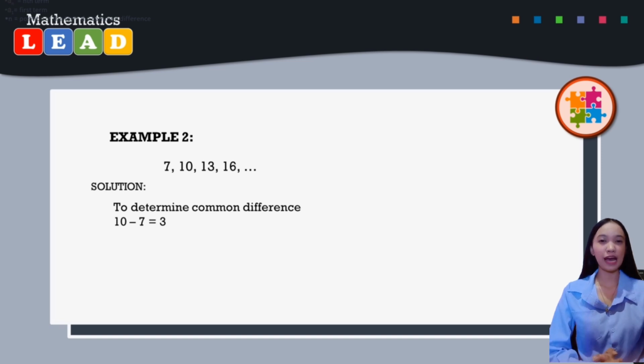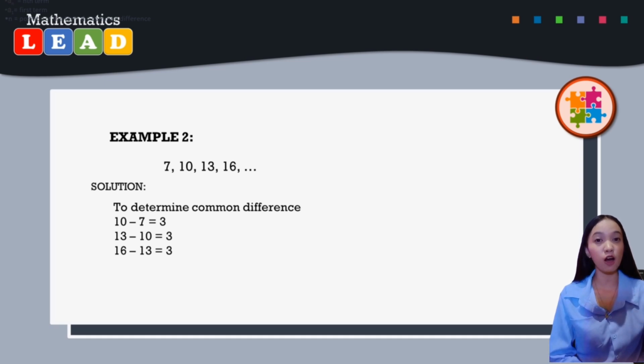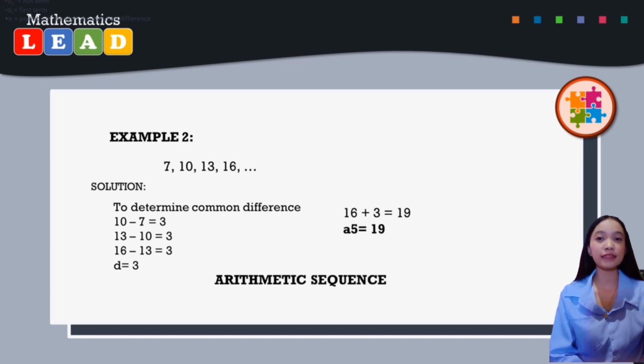Another example, we have 7, 10, 13, 16, and so on. Let us check if there is a common difference by subtracting any two consecutive terms of this sequence. We have 10 minus 7, 13 minus 10, and 16 minus 13. There is a common difference of 3. Therefore, it is an arithmetic sequence. To determine the next term, all we have to do is add the common difference to 16. 16 plus 3 is equal to 19, and 19 is the fifth term of this arithmetic sequence.